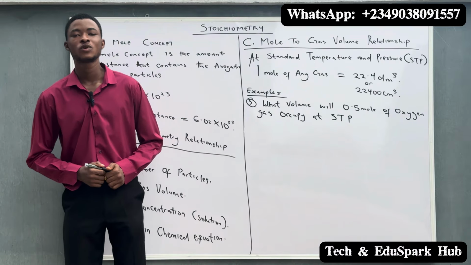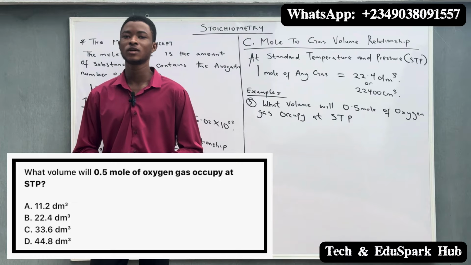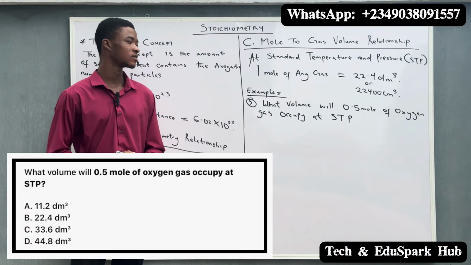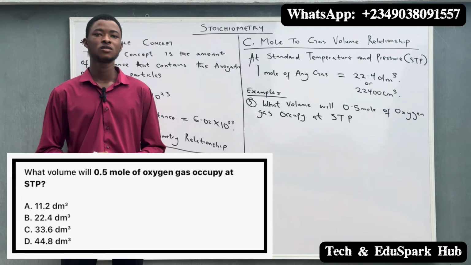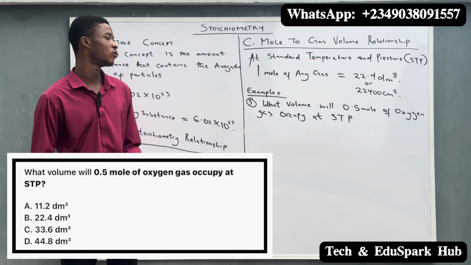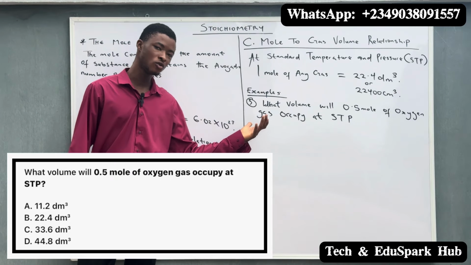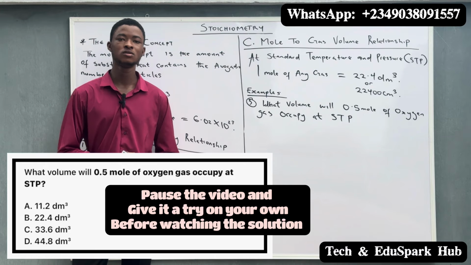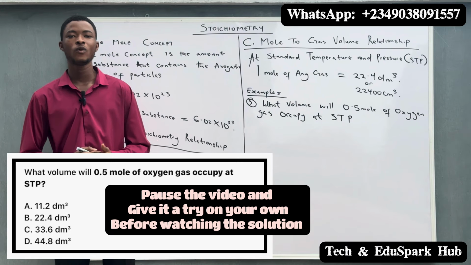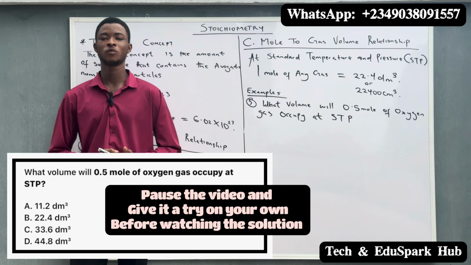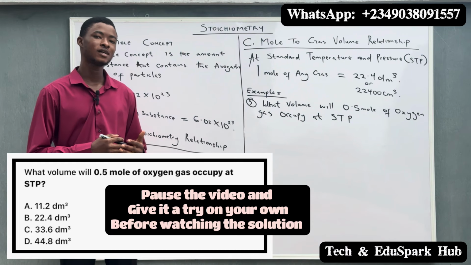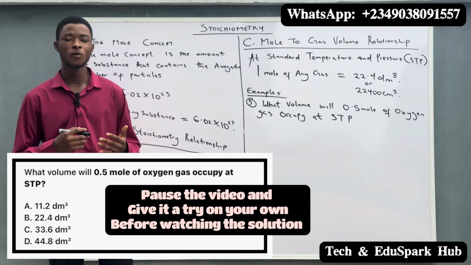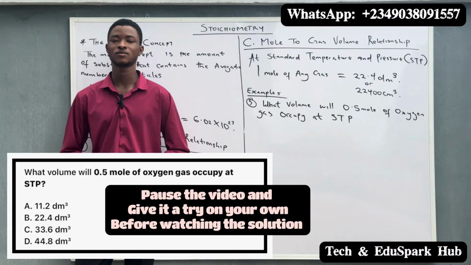And moving to the last question as displayed on the screen, the question says, what volume will 0.5 mole of oxygen gas occupy at STP? So the question is asking us to calculate volume because the question says what volume. So we have to calculate the volume. So can you try to pause this video and solve this question? And when you are done solving it, you can resume playing this video. And once I solve it, you can check the solution to mark yourself if you are right or wrong. So pause this video now and give it a try.